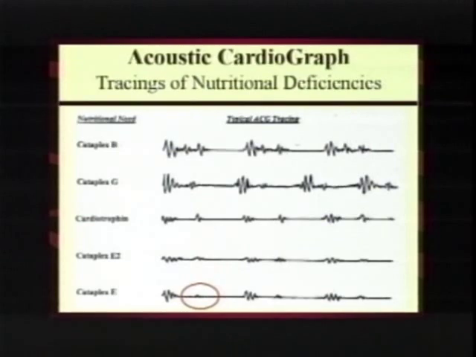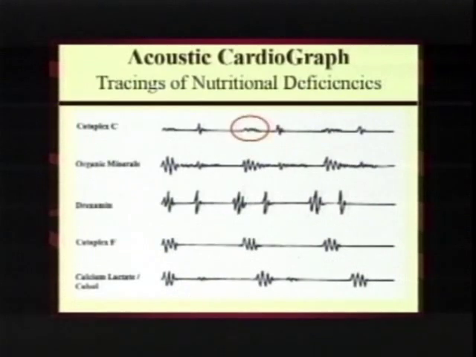In this fifth example, we see a diminished second sound. As previously discussed, this indicates a need to increase calcium absorption and utilization. As indicated here, one product that might provide this needed nutritional support is Cataplex E. Next, we see another example of diminished first sound. As already discussed, Cataplex C enhances vascular integrity, which provides support to heart efficiency.